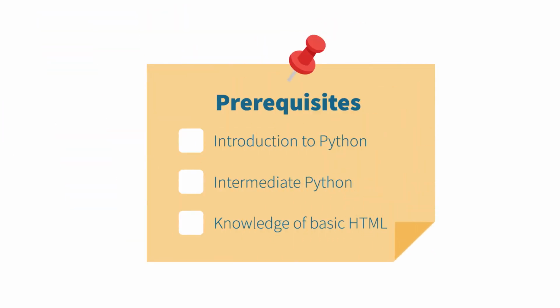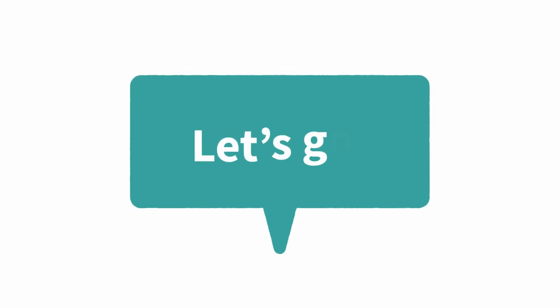Before we get started, make sure that you have taken the beginner and intermediate Python courses. You'll also need to be familiar with HTML. If not, we encourage you to take the optional HTML module. For this course, you'll need the latest version of Python and PyCharm. Ready? Let's go! Learning web development may sound intimidating, but it's actually a fun way for beginners and intermediate learners to develop their coding skills.